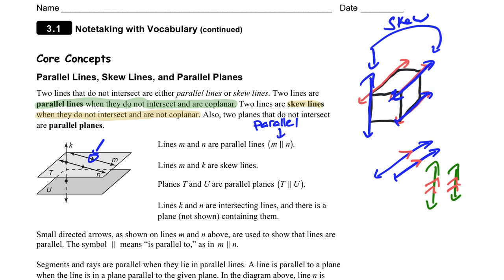Now, in this diagram on the left, the skew line would be this vertical line that goes between planes U and T, and it would be skew with line M because it doesn't touch that line. Just so happens it does intersect line N, so it's not skew with line N, just line M. Now, planes that do not intersect are parallel planes, but I think that's pretty self-explanatory. All right. Now we've got parallel, skew, and parallel planes down.